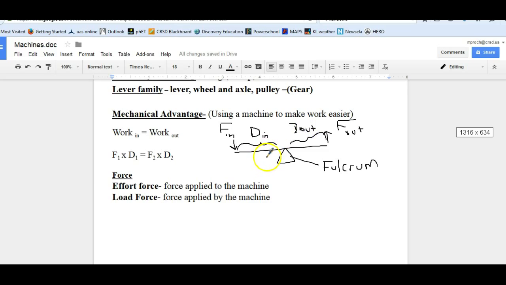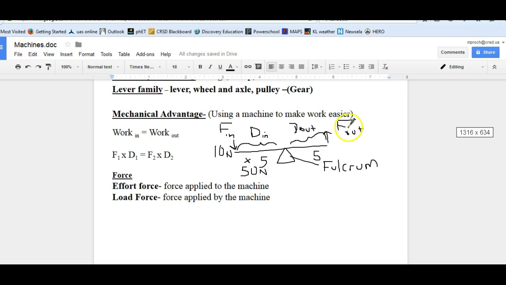Okay, and then if these are the same, let's say this is 5 meters, and they should always be in meters, and 5 meters, then you just have whatever the force is. If it's 10 newtons, you have 10 times 5, that's 50 newtons.